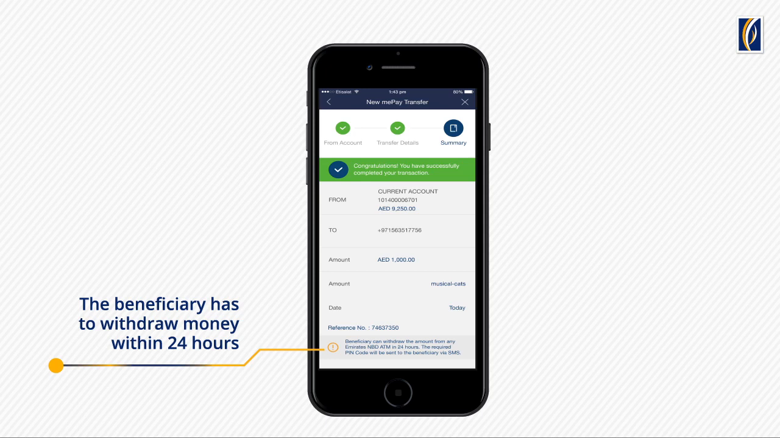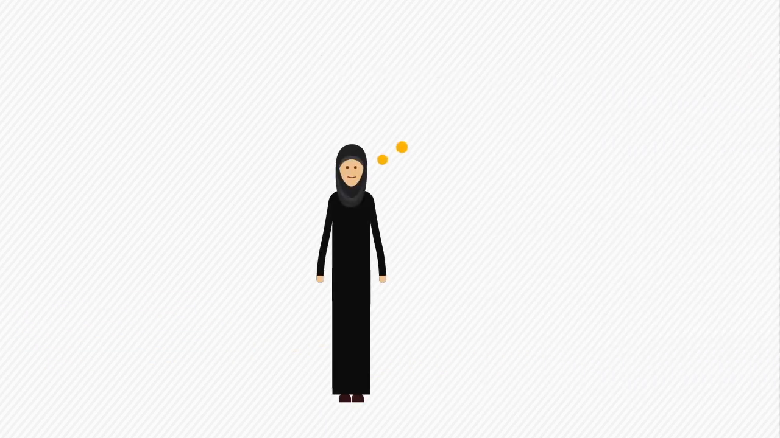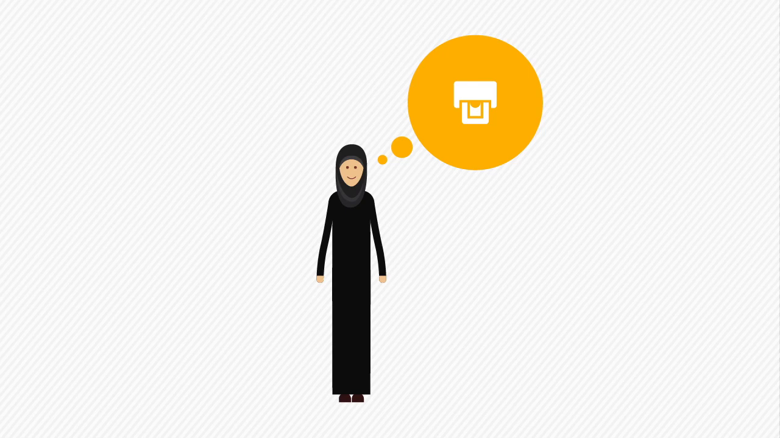The beneficiary has to withdraw the funds within 24 hours. Otherwise, the transfer will be cancelled and the amount will be credited back to your account. You also need to communicate the amount of the transfer to help your beneficiary withdraw the money.